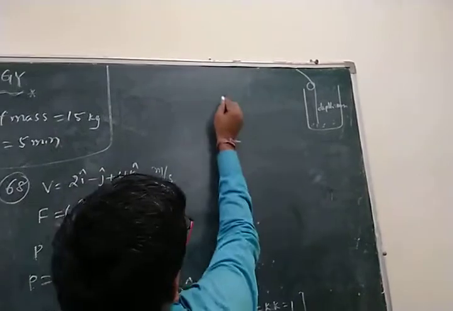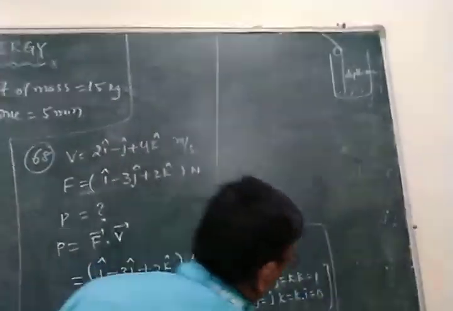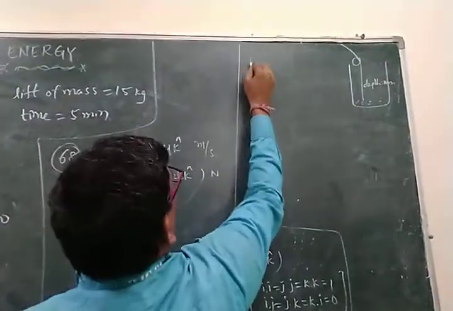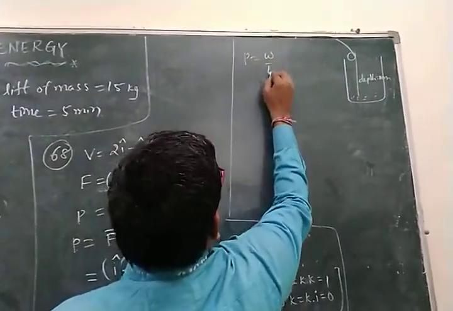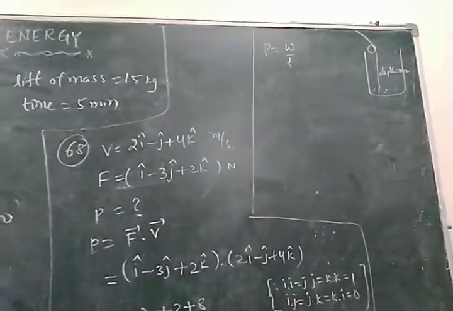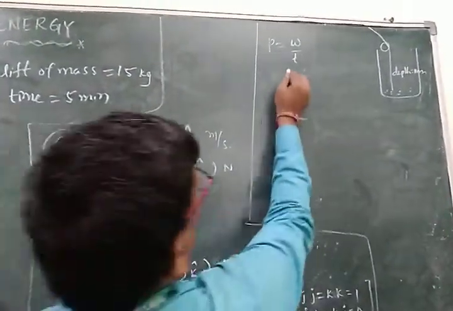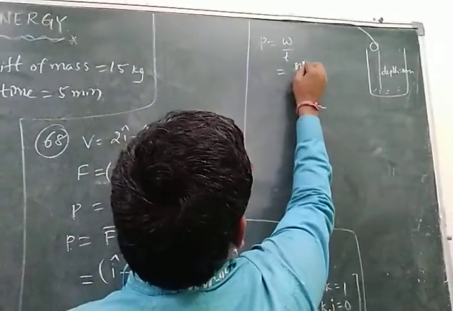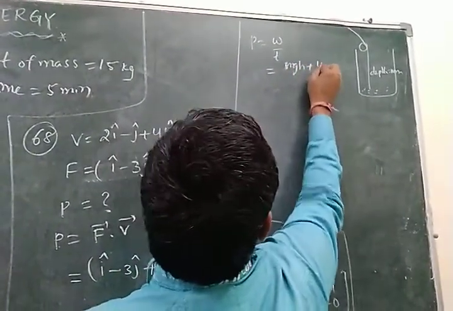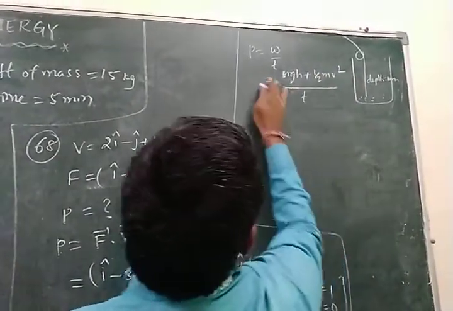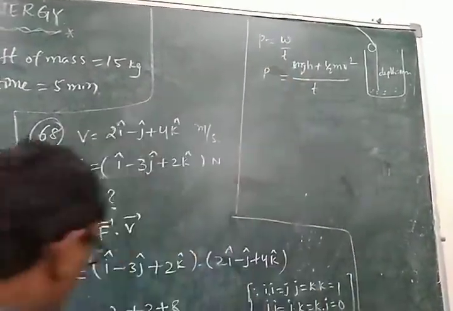Now, what is the formula for the power? Power is nothing but work by time. Power is equal to work by time. Here the work is equal to potential energy plus kinetic energy. The potential energy is mgh plus kinetic energy, half mv square, divided by time, is equal to power.